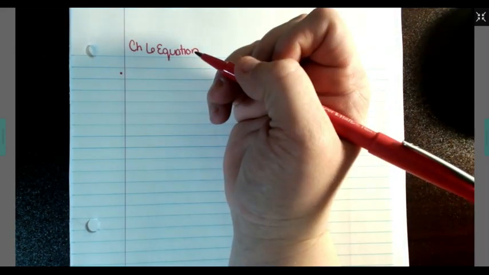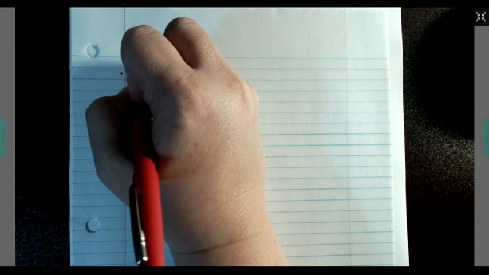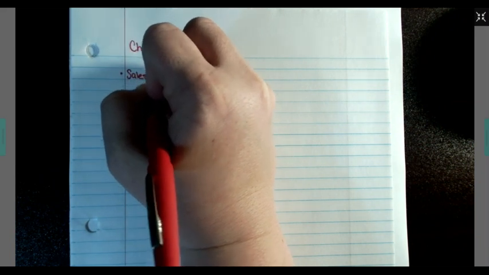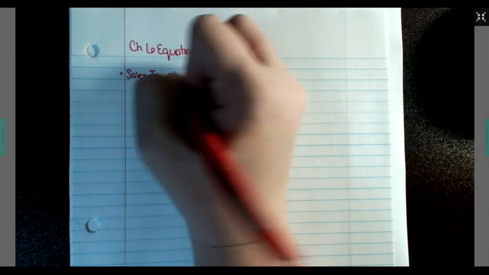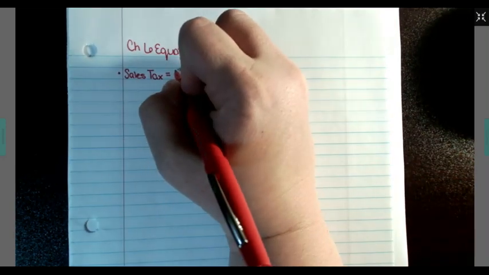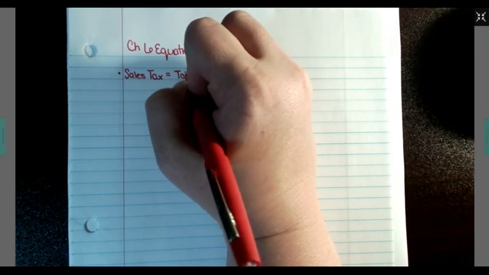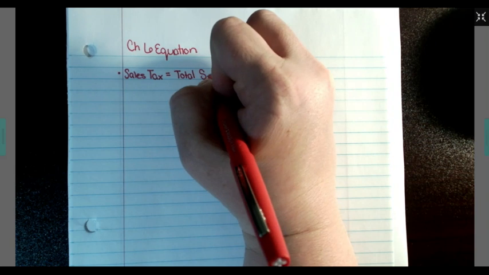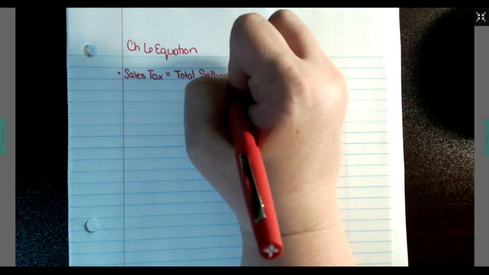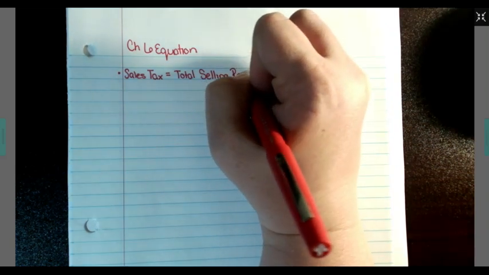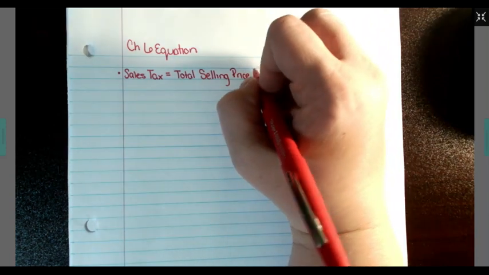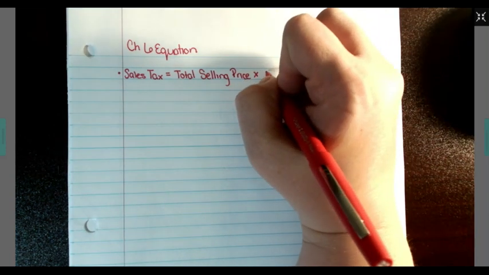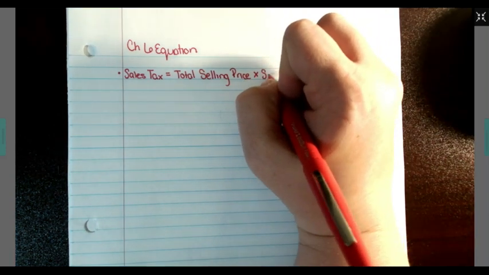The equation for today's lesson, which is 6-1 on sales tax, says sales tax equals total selling price times my sales tax rate.